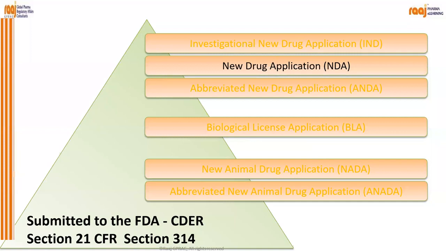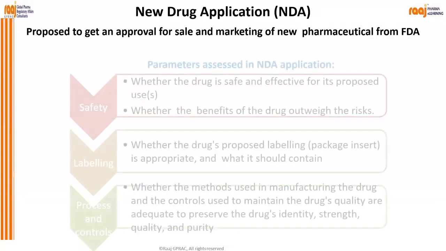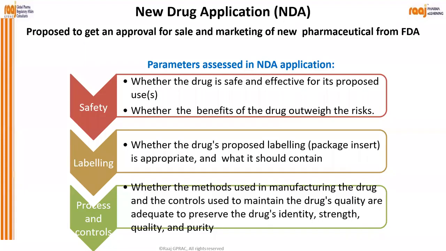Okay. Then we move forward with the NDA. What is NDA? NDA is a new drug application, which is proposed to get an approval for sale and marketing of a new pharmaceutical from FDA. So here you have to keep in mind the very important parameters about safety, labeling, process and control, CMC and all, because by the time you reach the NDA stage, you have crossed preclinical and clinical phase one, two, three, right?